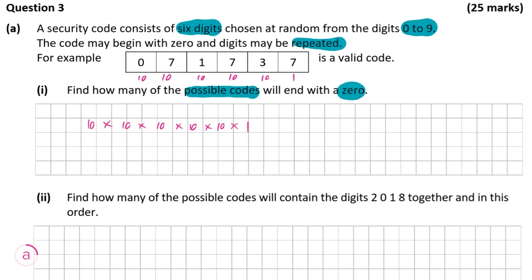So essentially, we've got 10 options for the first digit, 10 options for the second digit, and the only digit which our options are restricted on is going to be the last digit, which must end in a 0. So that's actually just going to be our number, which we can simplify to 10 to the 5. So that's the number of possible codes which will end in 0.